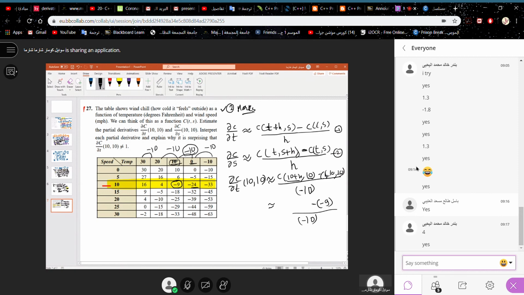And CT means this is how much? Minus 24. So this is minus 24 plus 9 upon minus 10. Minus 24 plus 9 is how much? Minus 15 upon minus 10. So this is how much? 1.5.